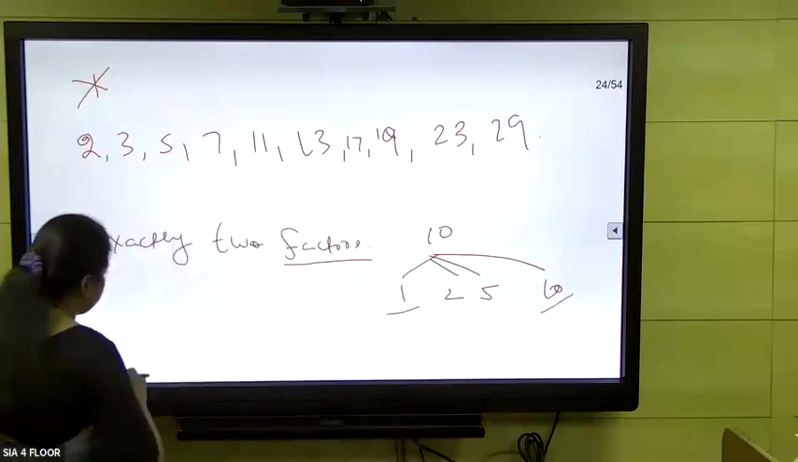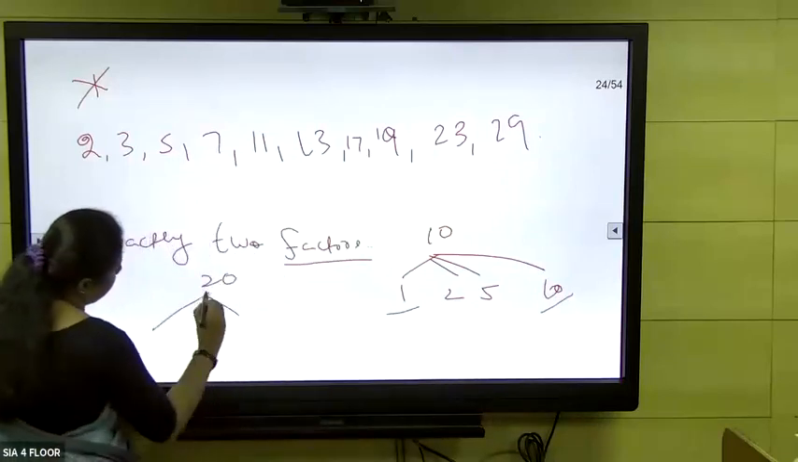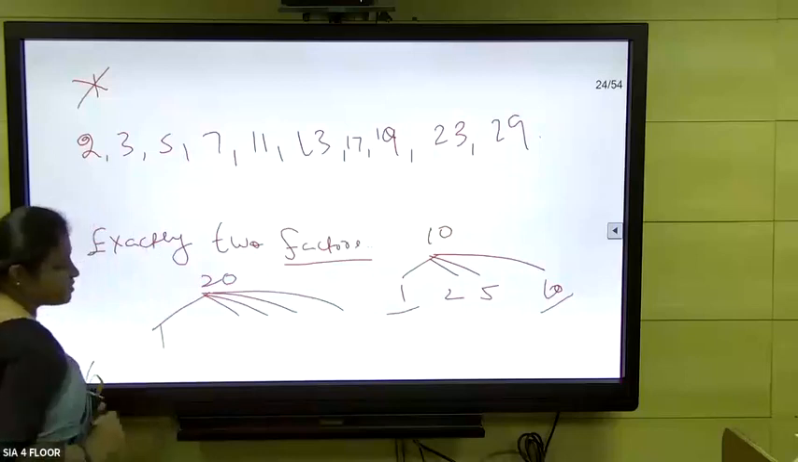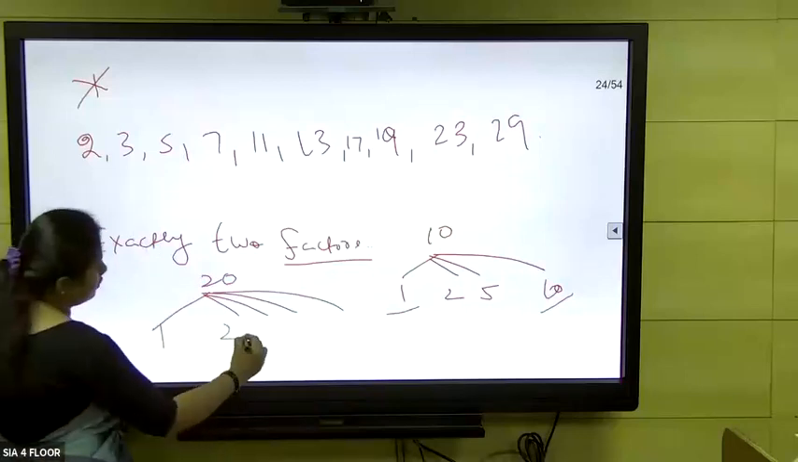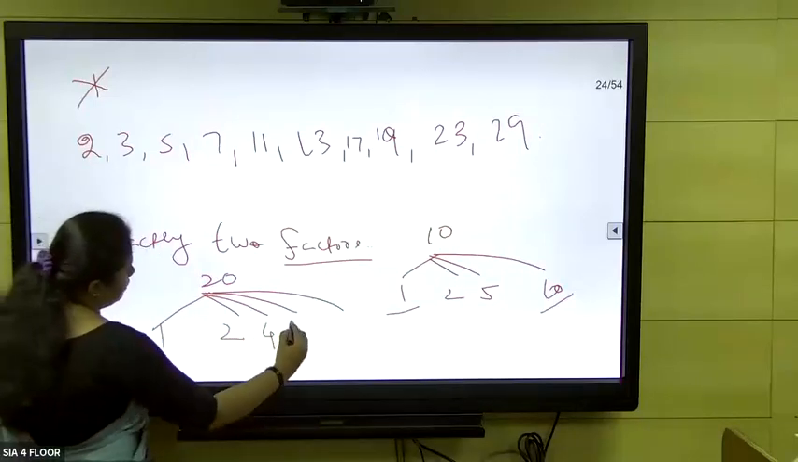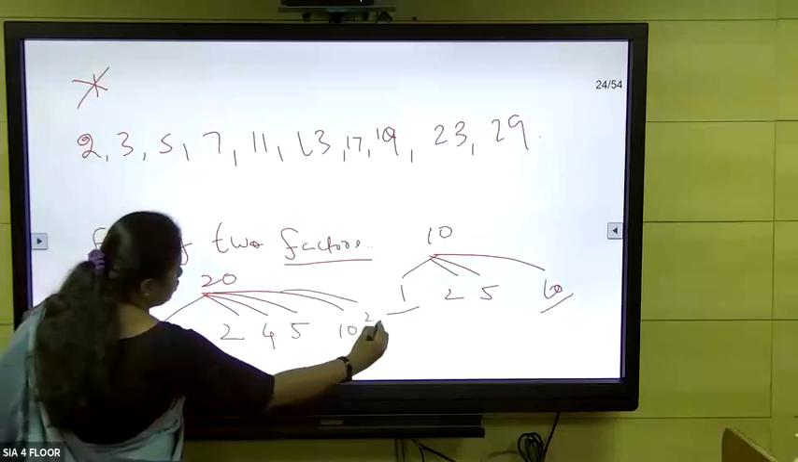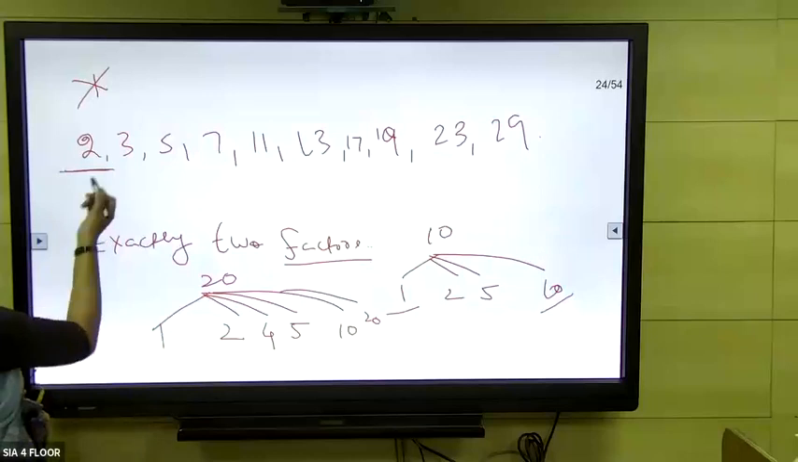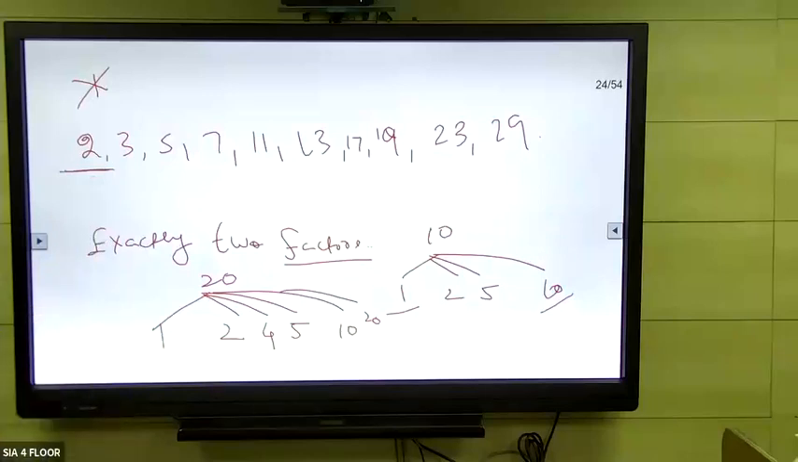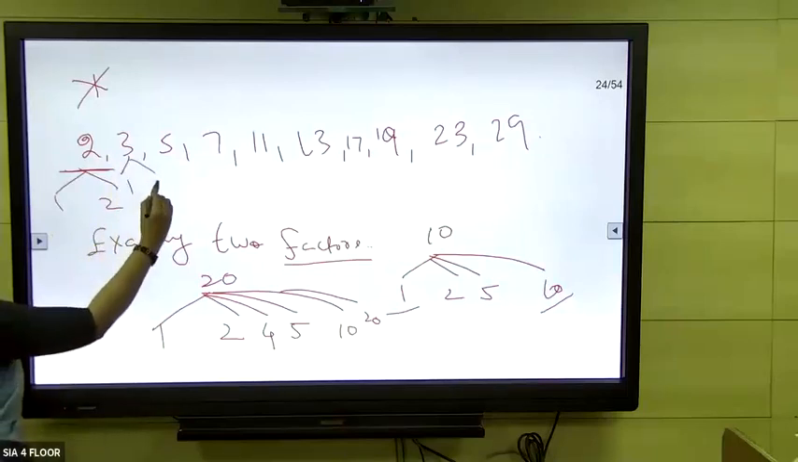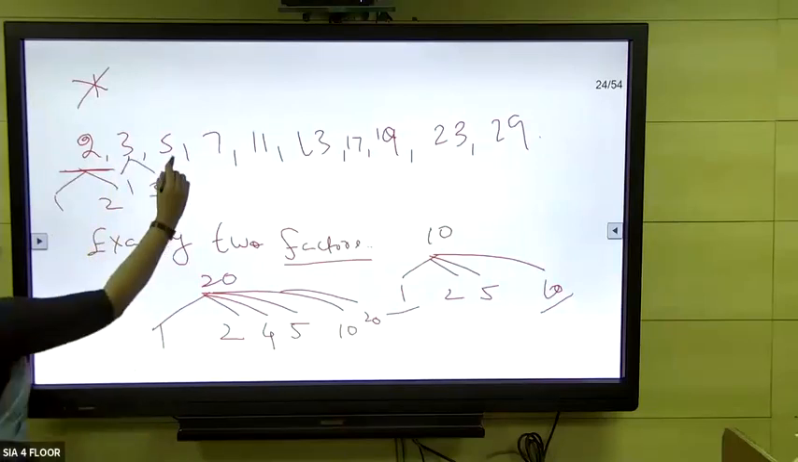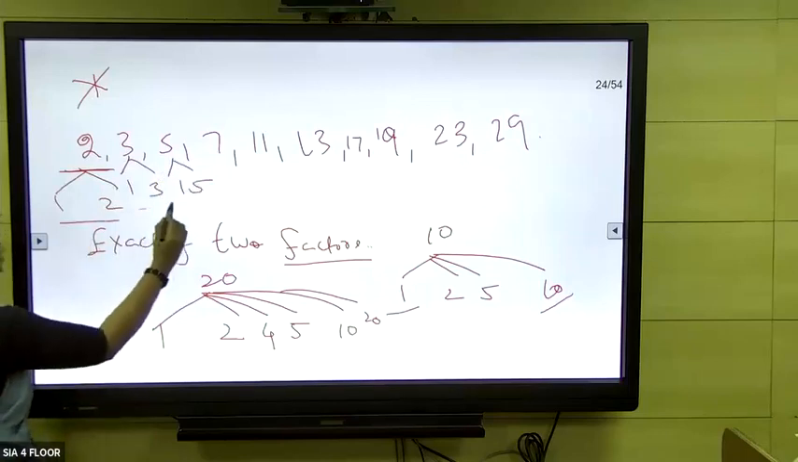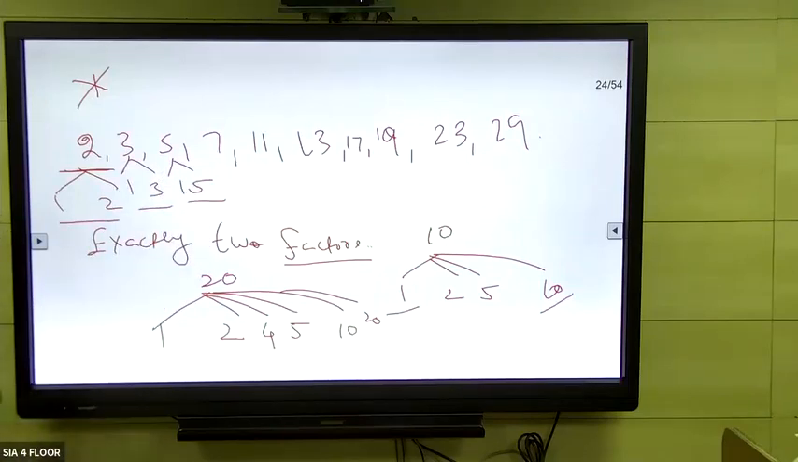So if you take 20, 1 is a factor of 20, 2 is a factor of 20, 4, 5, 10, 20 is also a factor of 20. Now you tell me what are all the factors of 2. So now interaction is very less. I'll tell you 1 and 2 are the factors. 1 and 3 are the factors, right? So for 5, 1 and 5 are the factors. So all the numbers are having exactly 2 factors.